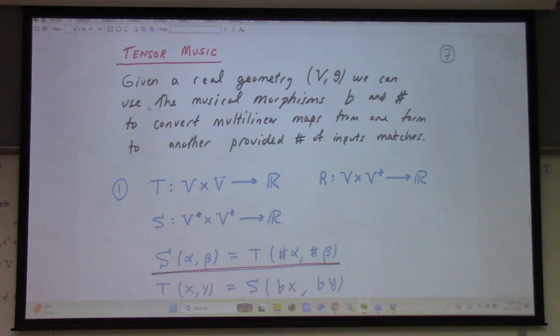Now, there's also, you can do things, you might call it tensor music, I don't know.